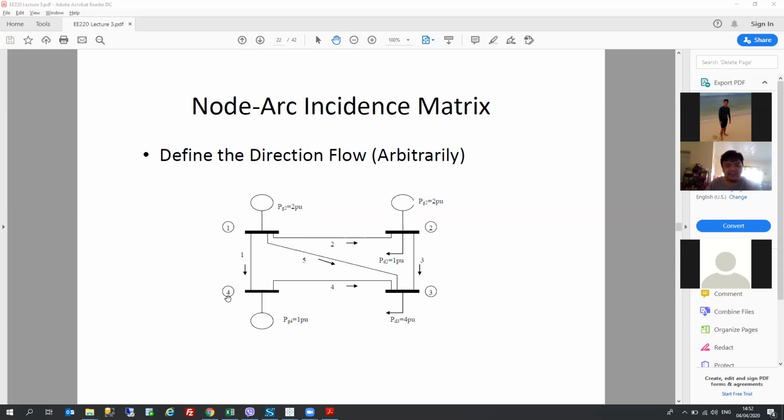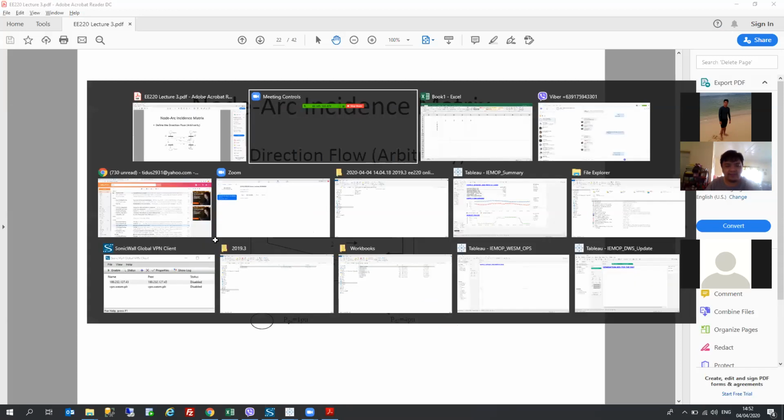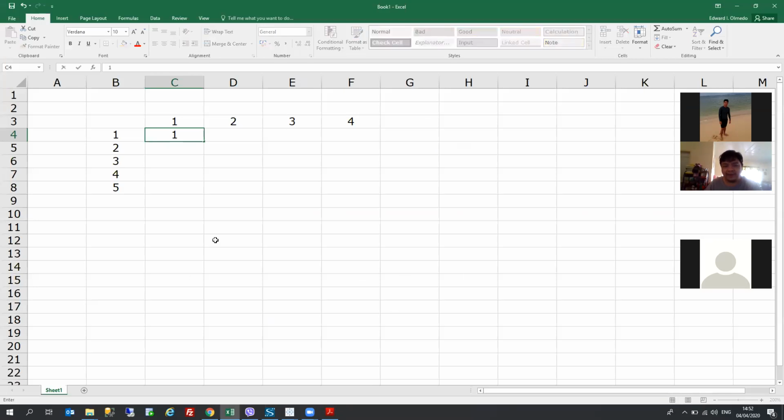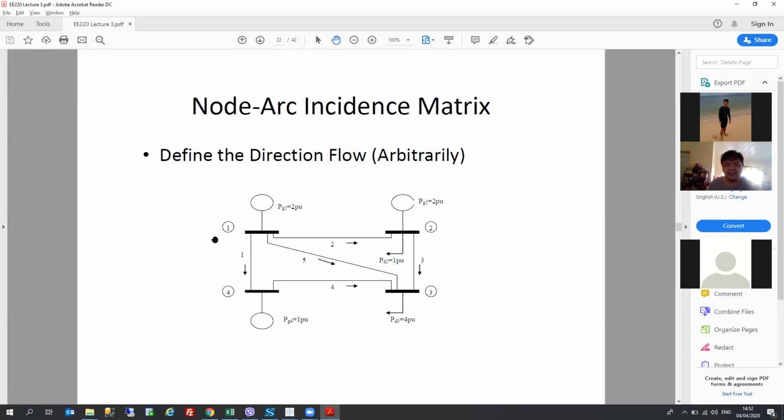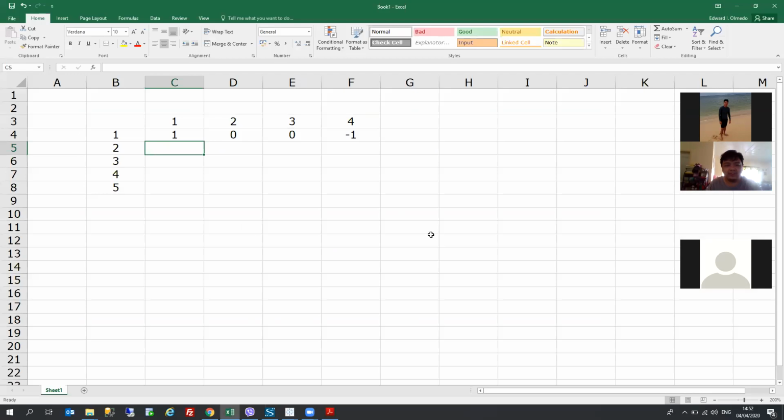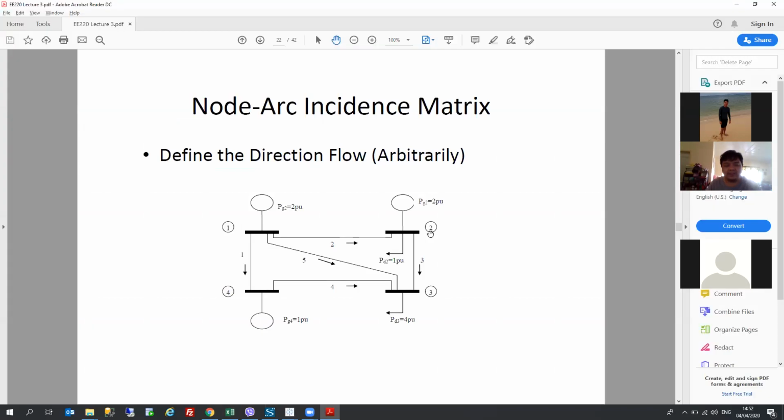So gagawin natin sa Excel. From bus 1 towards bus 4. So 1, 0, 0, -1. Then yung wala, just put 0. Line 2 is from bus 1, ito yung arrow eh. From bus 1 to bus 2. So 1, -1, 0, and 0. Okay? Next.